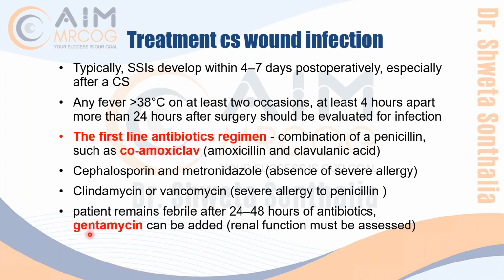Genta is usually for the gram negative, and you have to assess renal function before giving the Genta. So this is a very important point sequence-wise, that first you will give coamoxiclav. If not working in 1 or 2 days, then you have to add the Genta. Am I clear about all these choices of antibiotic? Very good.